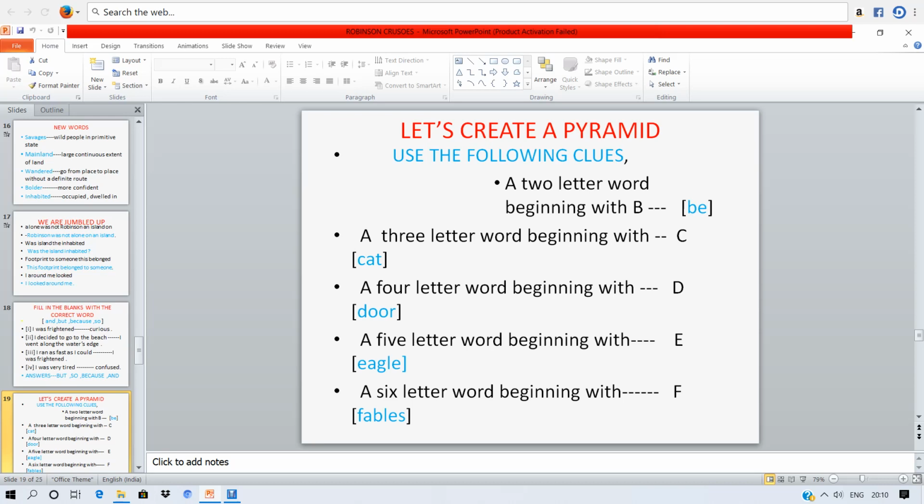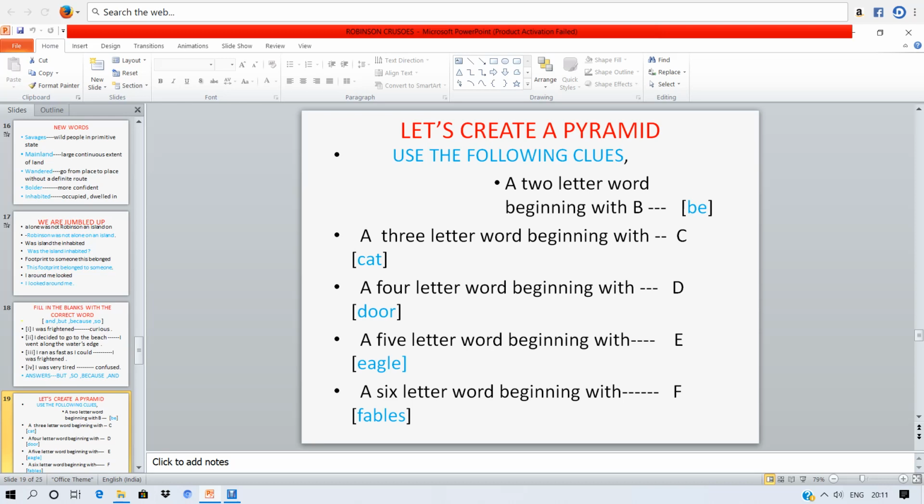I have made B-E-B. It begins with B. Now, children, you have to make your own word. Second, a three-letter word beginning with C. I wrote here C-A-T, cat. You will be making some other word. Next, a four-letter word beginning with D. I wrote D-O-O-R, door. You have to write your own word.